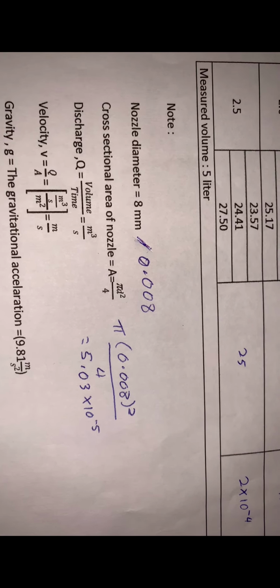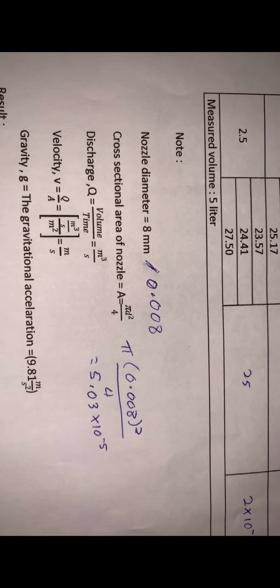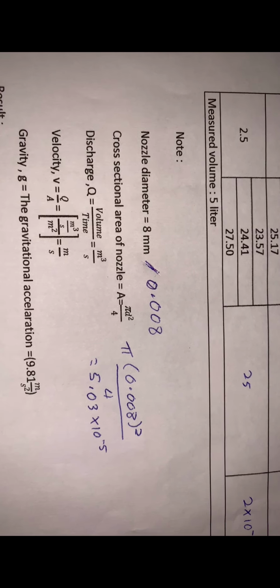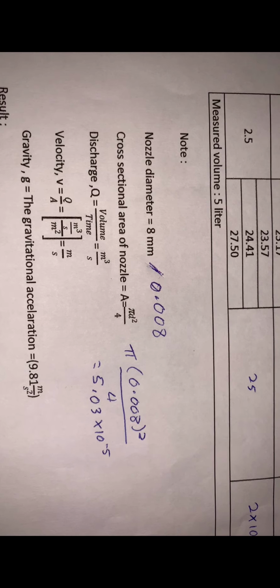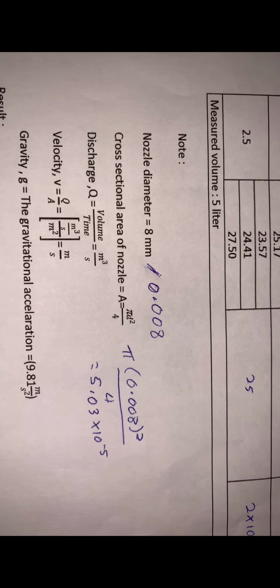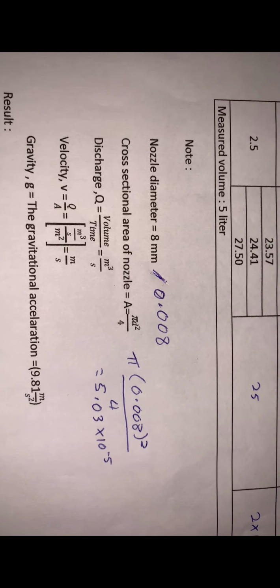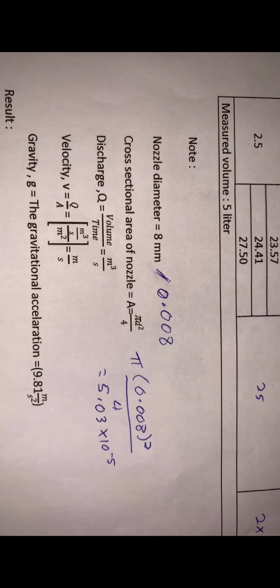Okay, now this is the note that has been given. So the nozzle diameter is 8 mm, so we need to convert it to meters, so it will be 0.008 meter, while for the area we need to calculate it and we get 5.03 times 10 negative 4, and the gravitational acceleration is 9.81.